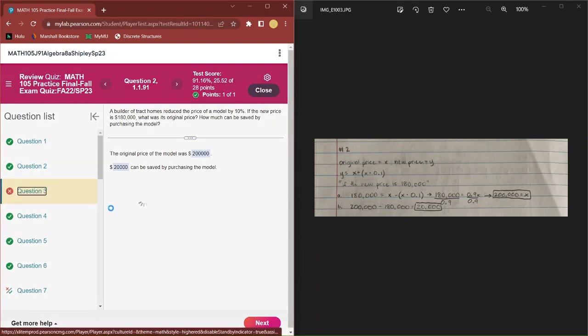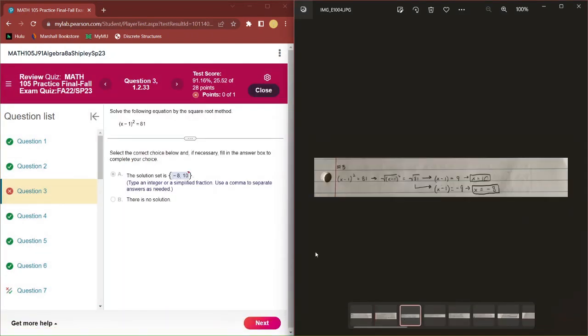So question 3, I got this wrong because I messed up first, but you start out with this equation, and it says by the square root method, so you want to take the square root of both sides. The square root of x minus 1 squared is just x minus 1, and the square root of 81 is 9, which is what you show here. And then you solve for x, which would just be adding 1 and getting 10.